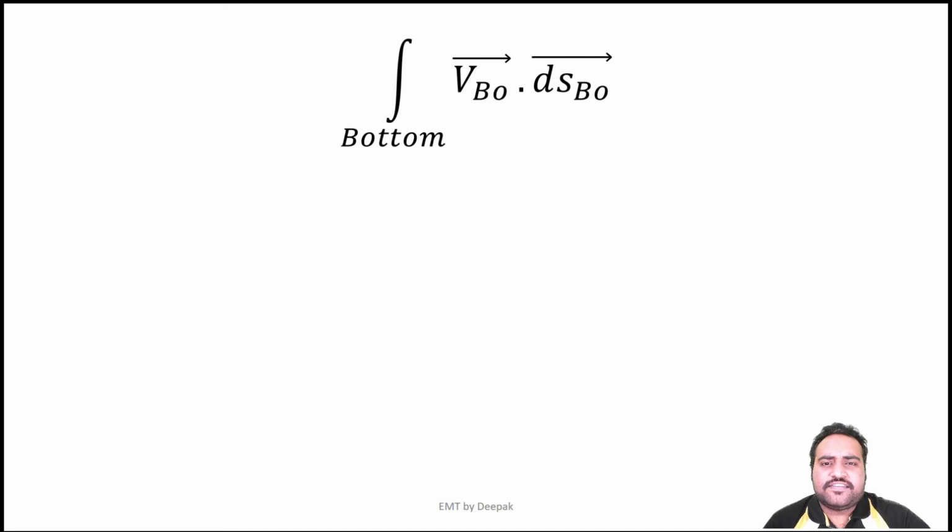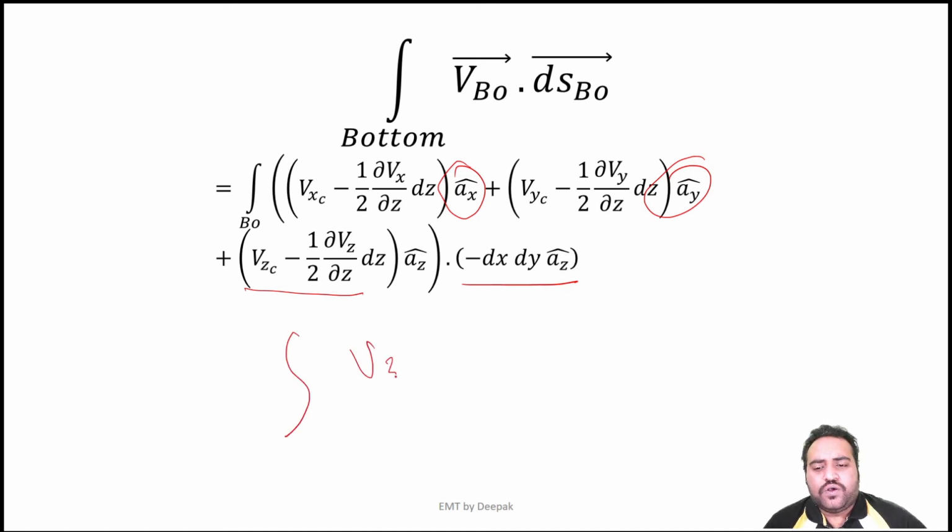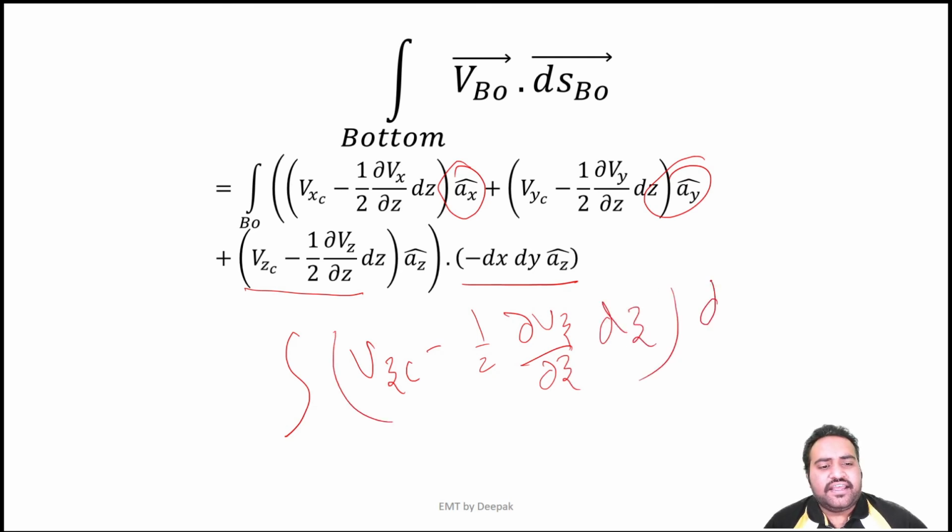If I see the bottom surface, this is the value of the vector field at the bottom surface, and this is the differential element at the bottom surface. Now, using the principles of dot product, this would be vanishing because ax bar dot az bar equals 0. This would be vanishing because ay bar dot az bar equals 0. Only this term would be remaining. So I should be integrating this over vzc minus 1 by 2 dou vz by dou z times dz, integrated over the limits.